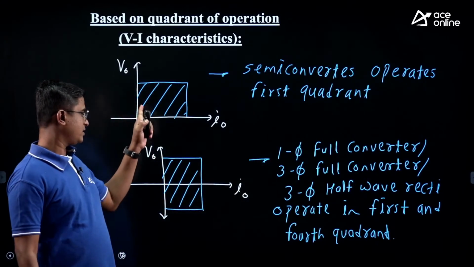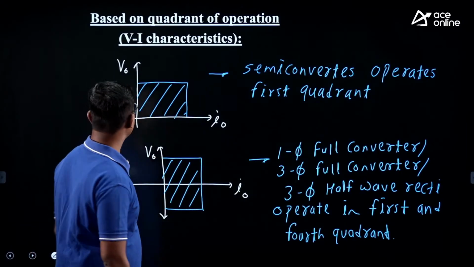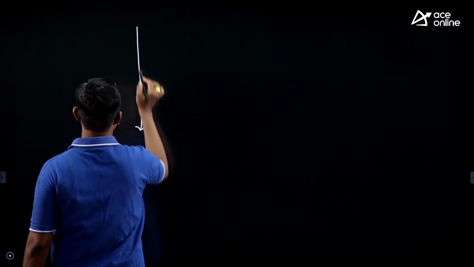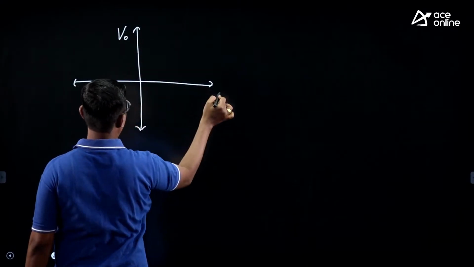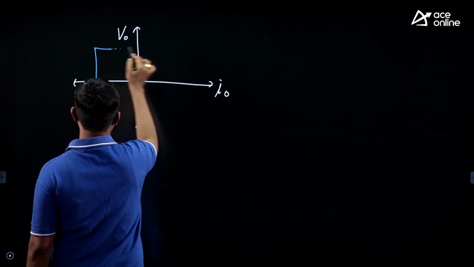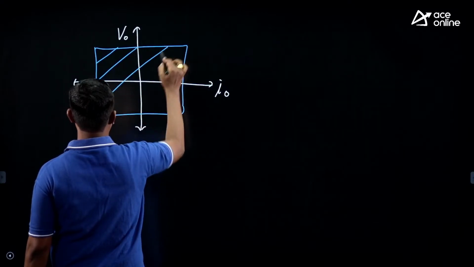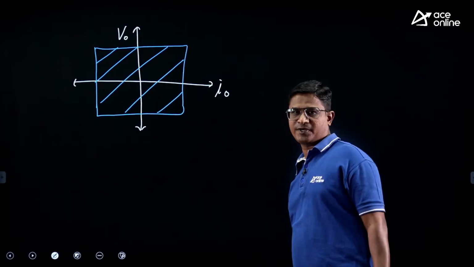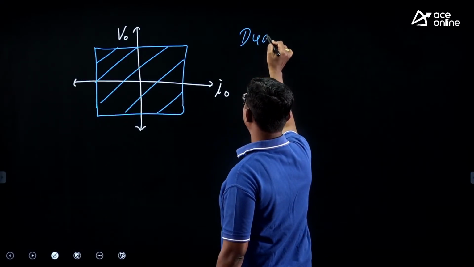Next, after one quadrant and two quadrant, four quadrant. Four quadrant means in all four, 1, 2, 3 and 4. So which rectifier gives this kind of operation? We have the dual converter. Dual converter operates in all four quadrants.